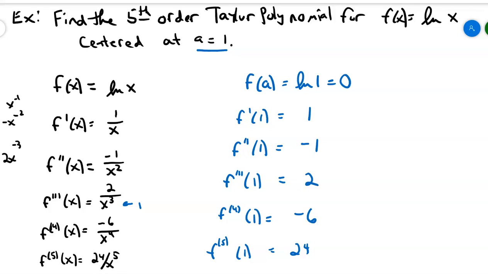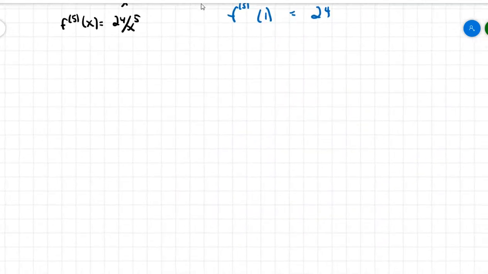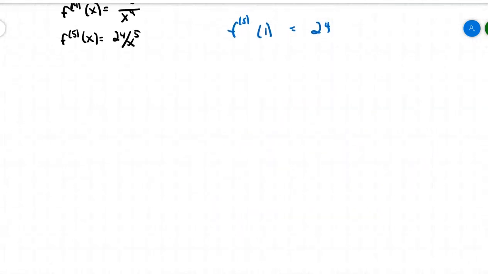F of a, or in this case, f of 1, is 0. The next term is negative 1. The next term, positive 1, then negative 1, 2, negative 6, positive 24. All right, you got those written down somewhere. We're going to slide this up, and we're going to start throwing things into our formula.